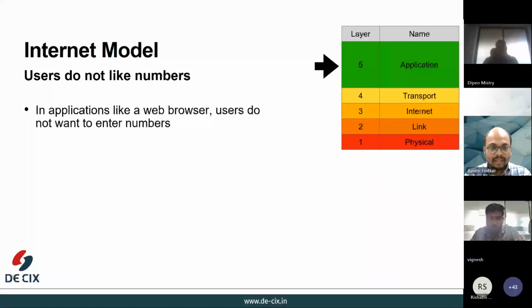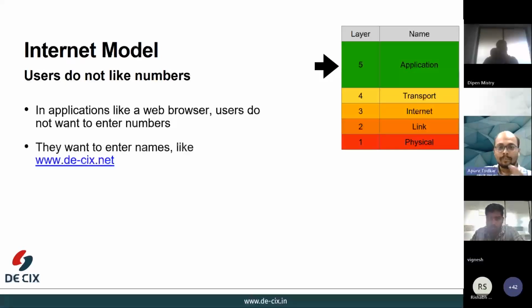As you use your web browser, you don't type in the IP address because it's far too complicated. You don't remember the IP address at all for the website. So what we do is we type in the website's name. In this example, we type in www.dkix.net. What we need is a phone book for the internet that translates these names into IP addresses.